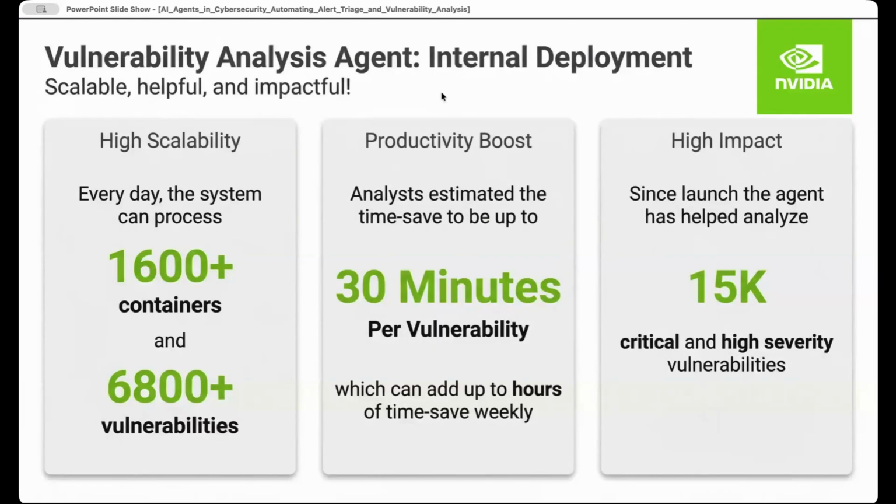So the NVIDIA science team also reports the internal deployment and sees very scalable, helpful, and impactful results for this agent. First, every day, the system is able to process 1,600 plus containers and check against almost 7,000 vulnerabilities. And also the productivity boost is able to save the analyst time from 10 up to 30 minutes per analysis, which can add up to hours of time saved per week, which means the same team is able to handle more analysis, right, with this agent's assistance. And it also delivers high impact. Since launch, the agent has helped analyze like 15K critical and high severity vulnerabilities for humans.